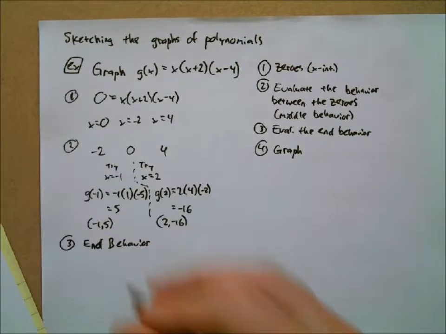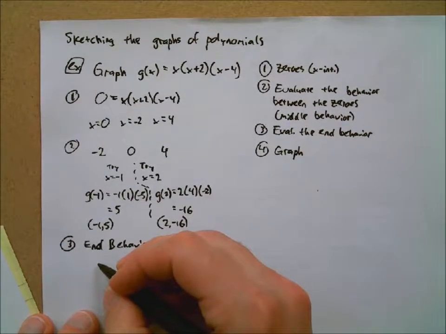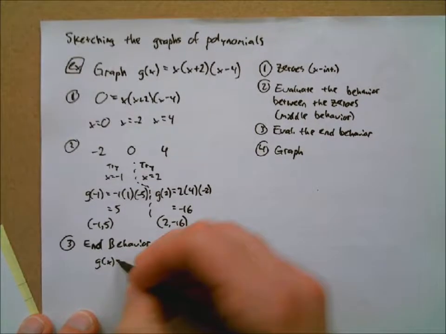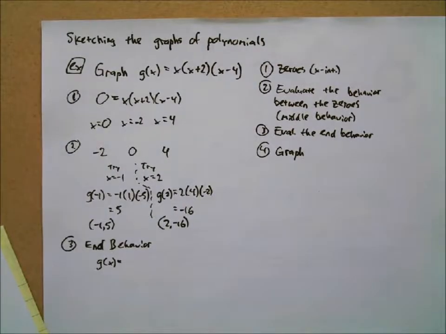Okay, so again, g of x, if we kind of multiply everything out, what will be the degree of g of x? 3. And what's the lead coefficient going to be? Positive or negative? Positive. In fact, what will it be exactly? It'll be 1, right? Because it's 1x times 1x times 1x.